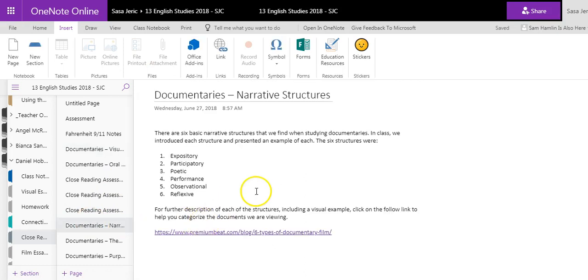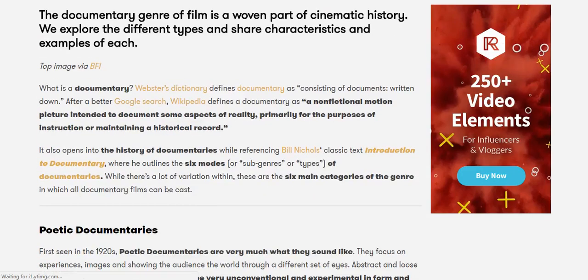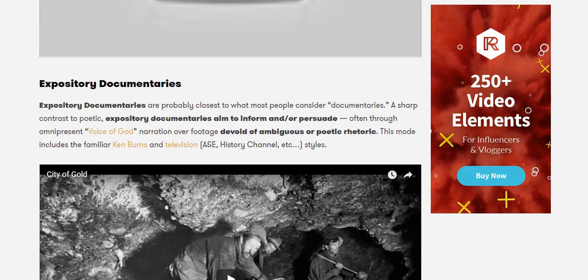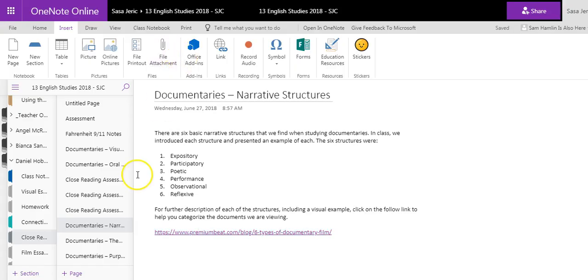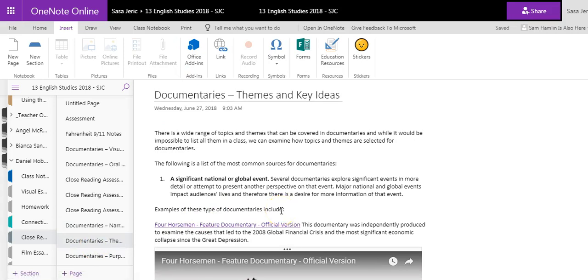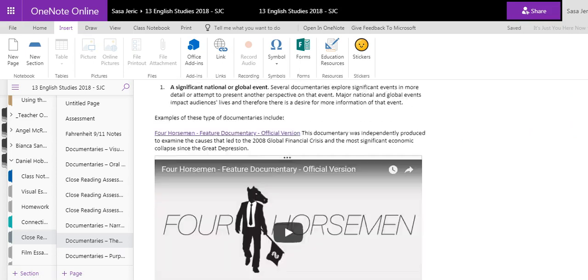You've got documentaries' narrative structures, and we covered six structures in class. Again, for more information on each, you'll notice there's a link so you can go to an external website. That website has a little more of a breakdown of each of those definitions, with bolded terms that give an idea of what each is there to do. You've also got topics on themes and ideas. So where do these themes and key ideas originate from? Where do they come from? And a couple of examples of them are located underneath as well.